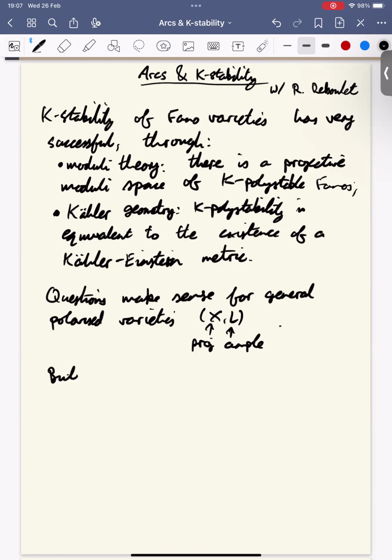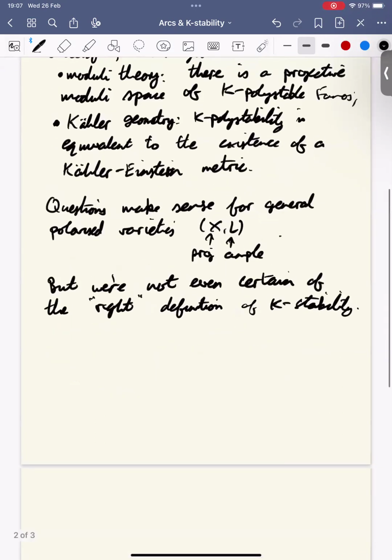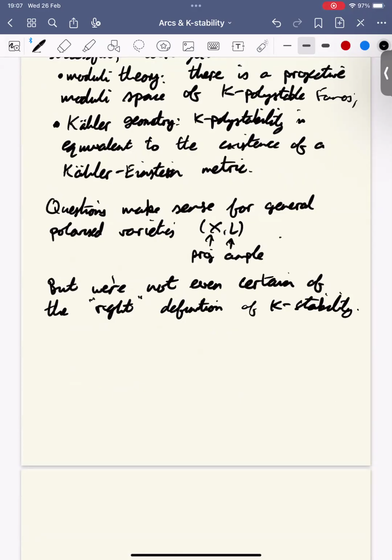So, I mean, we have guesses, so I'll say we're not even certain because there are even kind of competing conditions that might be the right ones to consider. So we're not even certain of the right definition. Right as in the condition that allows us to connect with moduli theory and Kähler geometry, away from the Fano case. So by that, I mean, we surely need to strengthen K-stability in some way, and it's not exactly clear exactly the right way of strengthening it. So K-stability, maybe the most well-known and popular of these strengthenings is, so it's often strengthened to what's known as uniform K-stability.